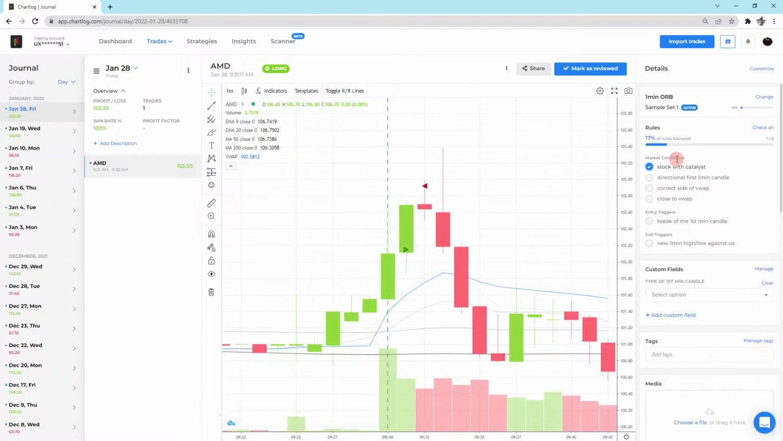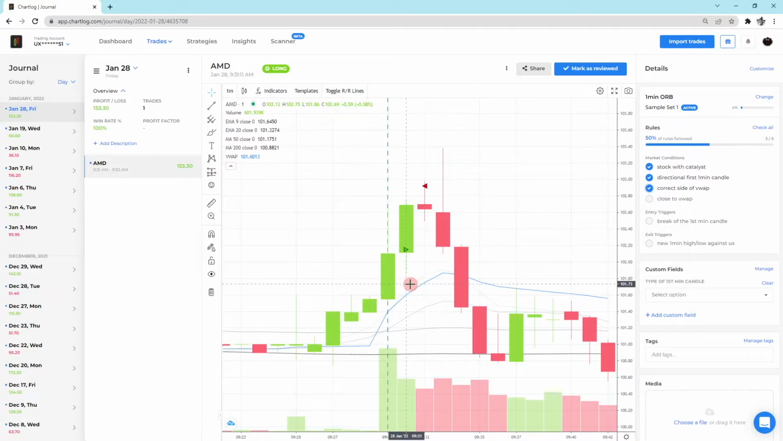Was the first 1 minute candle a directional one? It went from here to here, the price. It's a big body candle. There are no wicks or nearly no wicks. So yes, it's a directional first 1 minute candle. Was it on the correct side of VWAP? Yes, it was above VWAP, this blue line. So we tick that box as well.